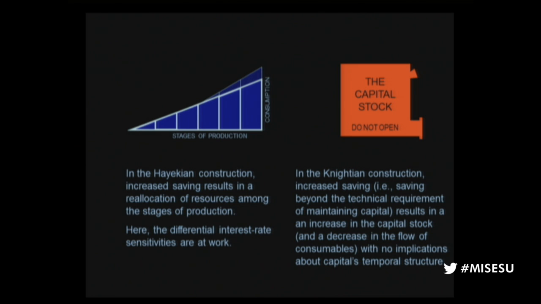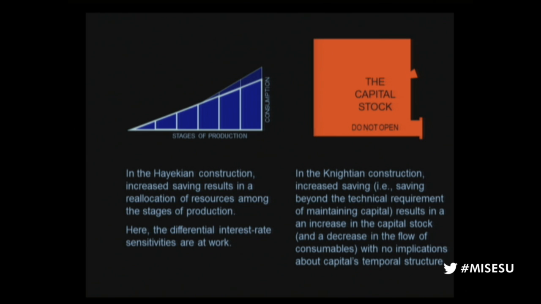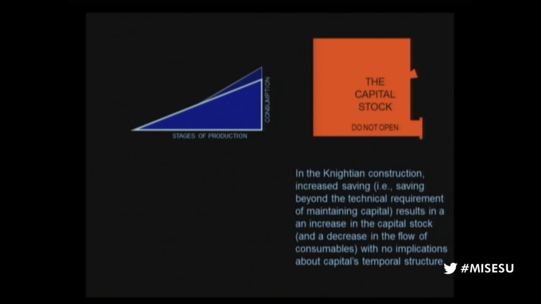So here, let's look at the Knightian construction. Increased savings beyond the technical requirement results in an increase in capital stock and a decrease in the flow of consumables, with no implications about capital's temporal structure. Just don't worry about that. I know, 1 minute. In the Hayekian construction, increased saving results in reallocation of resources among the stages of production. Here the differential interest rate sensitivities are at work. Just one more slide, I think.